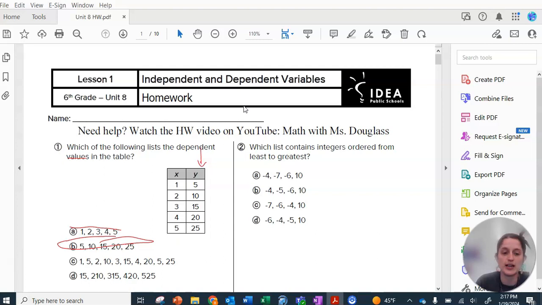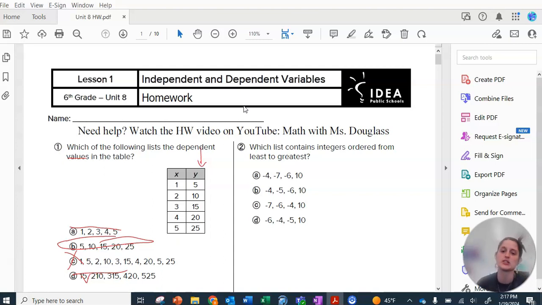1, 5, 2, 10, this is not okay because that's kind of trying to list them like ordered pairs even though it doesn't have parentheses. You cannot have anything from the x list in there. And then, yes, we have 15, but I don't know where these other numbers come from. So that's how you kind of eliminate those.